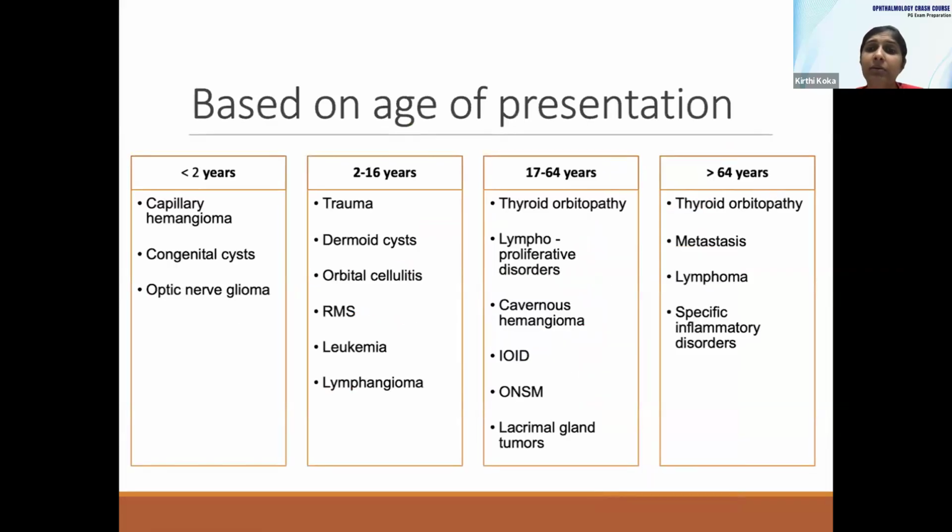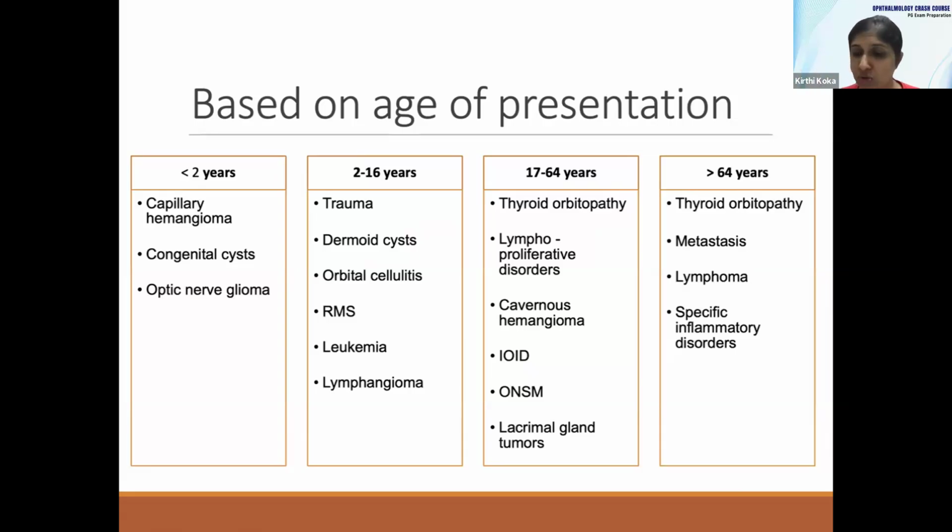Now again, anything you classify based on age. Certain tumors are known to occur in children, like rhabdomyosarcoma and capillary hemangiomas. Whereas when you go to older age groups, the more common causes will be thyroid, lymphoproliferative, cavernous hemangioma. Similarly, if you look at glioma and optic nerve sheath meningioma, glioma is going to be seen in children, whereas optic nerve sheath meningioma will be more common in adults.